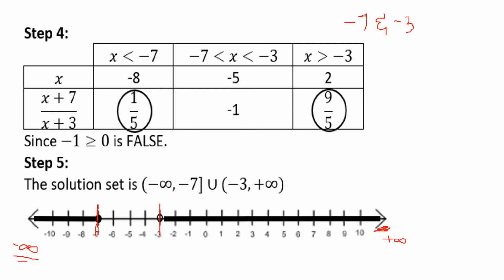So you write here the solution set. So take note, in your negative infinity, I used here the parentheses. And for negative 7, since it is included, so kung included, we are using bracket. If it is not included, we are using parentheses.